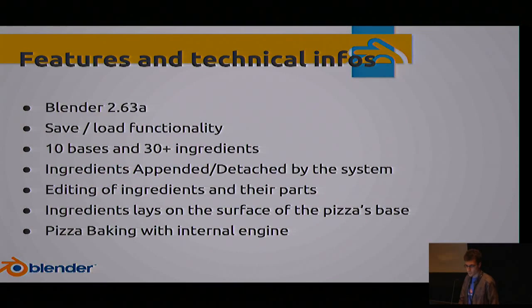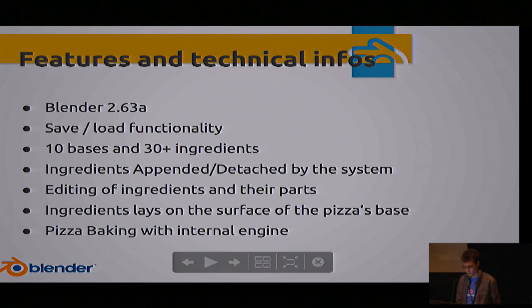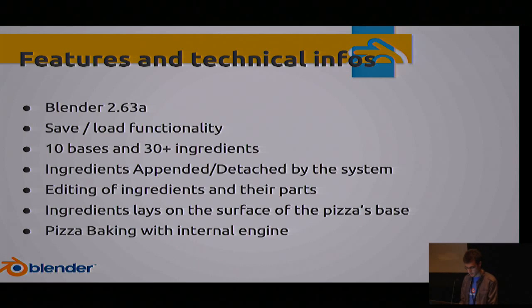10 bases and more than 30 ingredients from this collaboration, but we can add more ingredients because this is not one Blender scene. There is one Blender scene for each ingredient because we can attach and detach by script to make it lightweight. The editing of ingredients and their parts is integrated, and the ingredient lays on the surface, as you see. The pizza baking is with the internal engine.